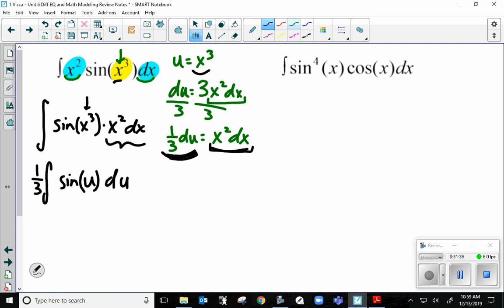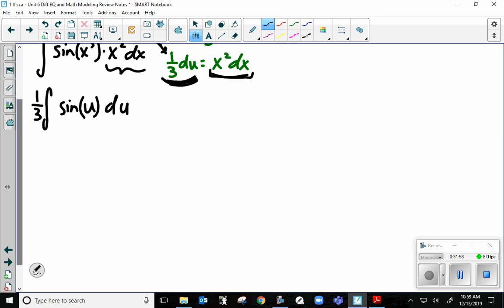So what's the derivative of x cubed? Well, it's 3x squared. So I know the 3 is going to come back into play here, right? That's going to come back in by the 1/3. But the x squared pops out. All right? So let's integrate this. Be careful here. This is trig.